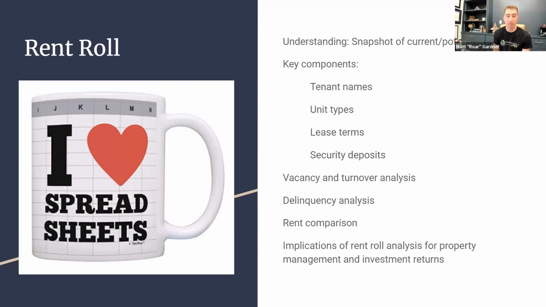You can use this for vacancy and turnover analysis, for sure, to get an idea of the snapshot of vacancy. We're going to look at trends for vacancy, but this is definitely the most recent snapshot, which you want to know. You need to know when you take over the property which units are actually vacant.